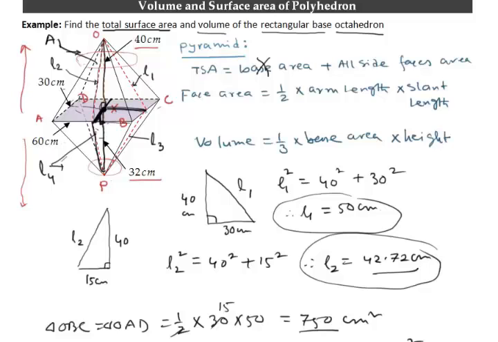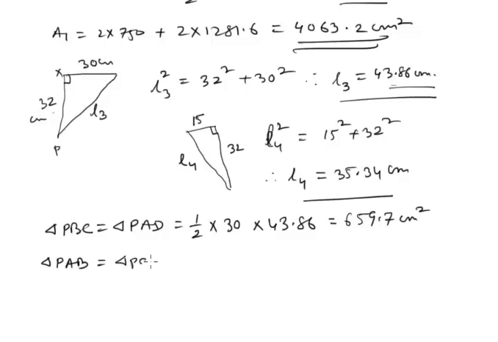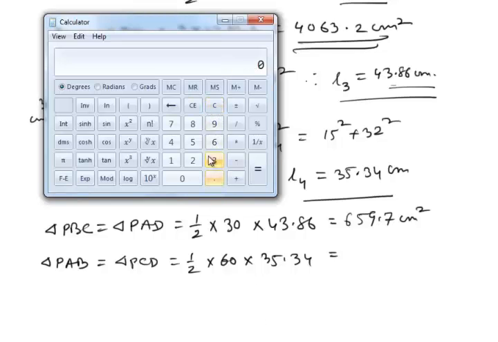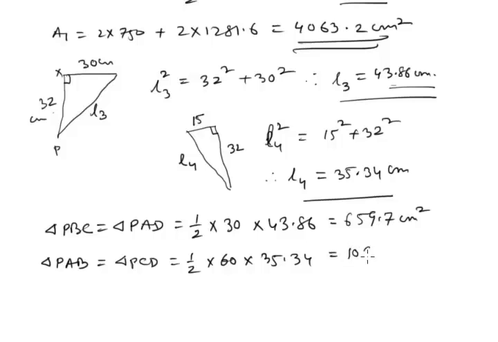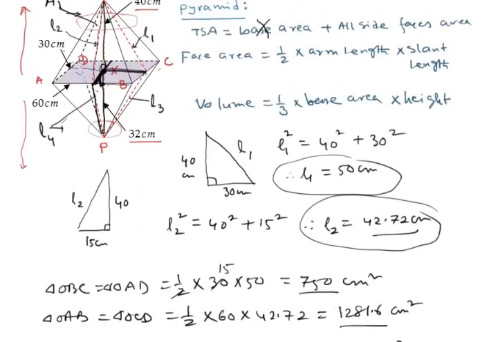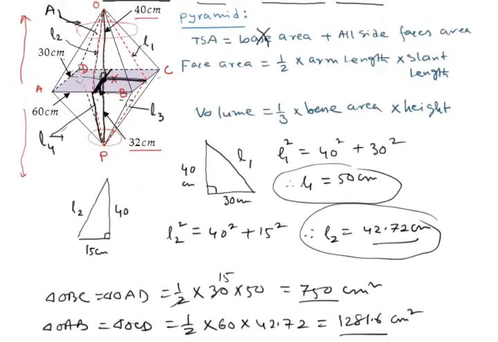Similarly, triangle PAB and triangle PCD are the same, and their base length is 60 and their slant length is L4. So triangle PCD equals half, their base length is 60 and their slant length is L4, which is 35.34. If we do this calculation, we will get 35.34 times 30, which is 1060.2 centimeter square. Now we individually got the faces PBC, PAD, PAB and PCD.